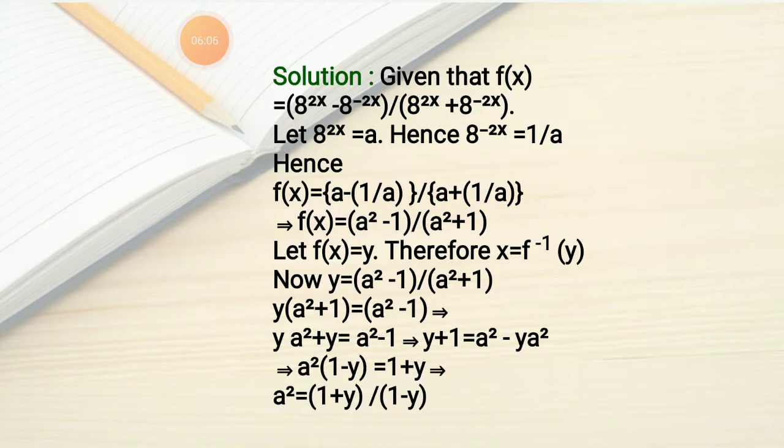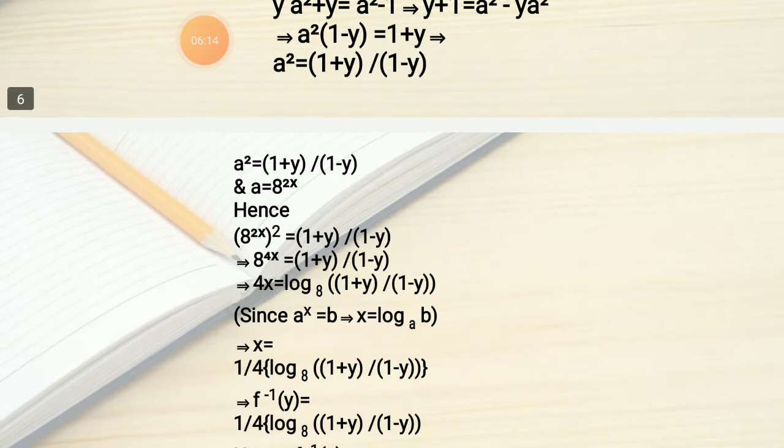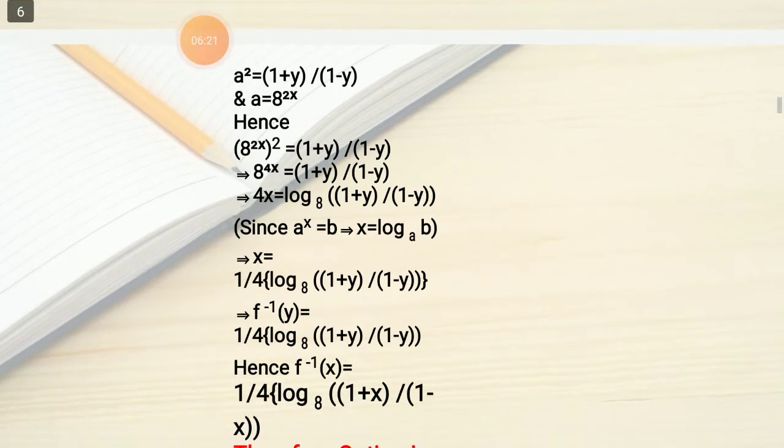But a means 8 power 2x. So (8 power 2x) whole square is (1 plus y) by (1 minus y). So 8 power 4x is (1 plus y) by (1 minus y). 4x is equal to log of (1 plus y) by (1 minus y) base 8, because whenever a power x equals b, we take x equal to log b to the base a. So x is equal to 1 by 4 log of (1 plus y) by (1 minus y) base 8.